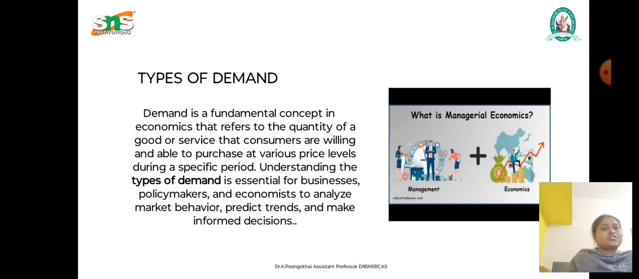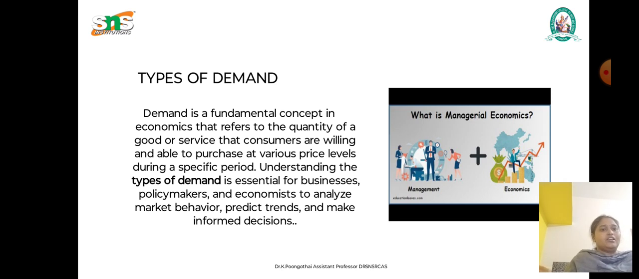Demand. First, we should know about the demand. Demand is a fundamental concept in economics that refers to the quantity of goods or services that consumers are willing and able to purchase at variable price levels during a specific period. So that is known as demand. Demand is willingness and ability to buy.